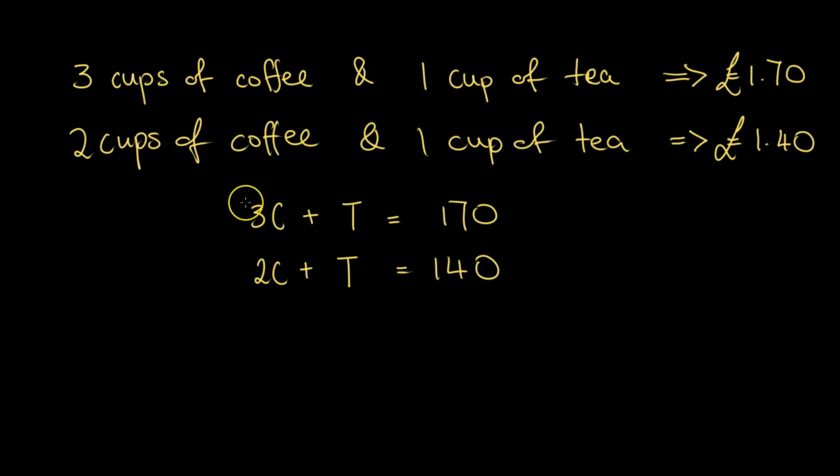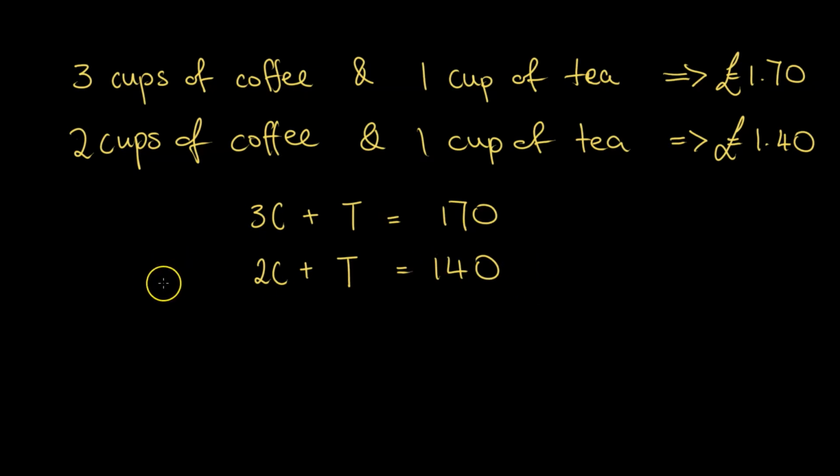We've got 3 cups of coffee in the first case and 1 cup of tea, 2 cups of coffee and 1 cup of tea in the second case. So what's different and what's the same between these two scenarios? Well, in both cases I've bought a cup of tea, and in both cases I have bought 2 cups of coffee. There are 2 cups of coffee inside these 3 cups in the first scenario, so the difference between the two is 1 cup of coffee. And so the difference in the price must also be 1 cup of coffee.